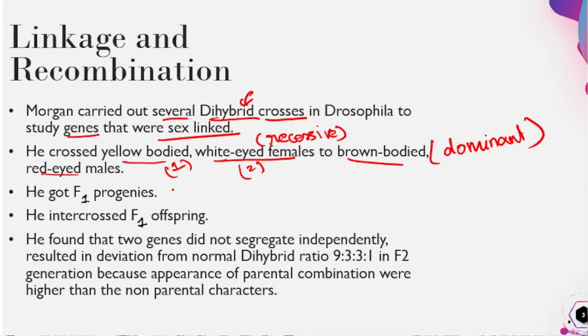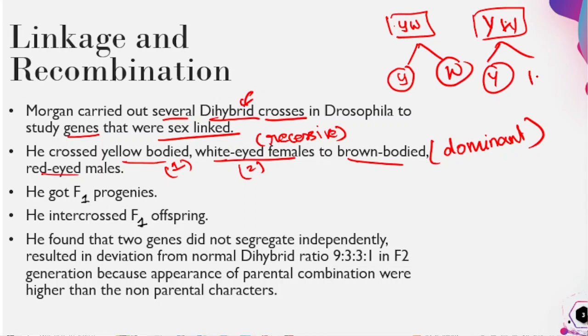So he got the F1 progenies. First, when he crossed, for example, you take the yellow body and white-eyed females, right? So the yellow body and white-eyed females are crossed with a brown body and red-eyed male. When these two are crossed together, you obtain the F1 generation. Okay, you will be getting Y, right? So Y and W will be splitting here also. Y and W will be splitting. And your F1 generation, you will be putting in the Punnett square. You will be getting the F1 generation in this case.